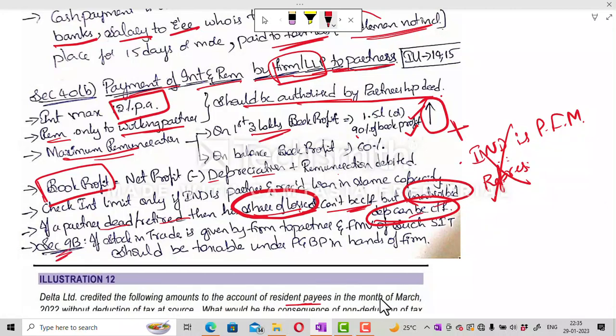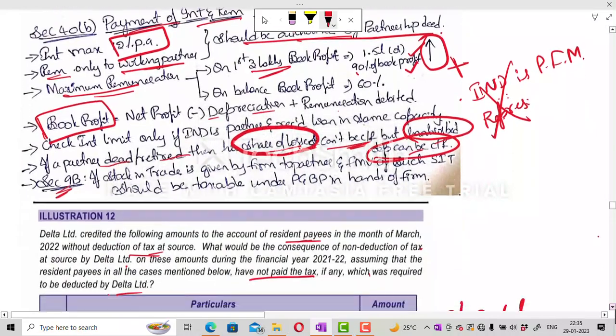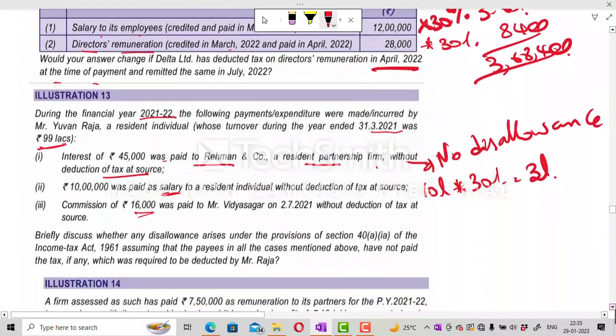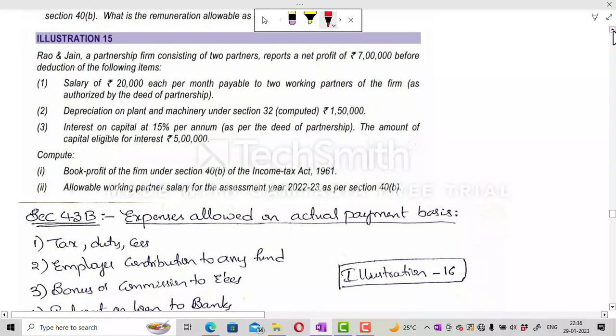Section 9B, what does it tell? If any stock is given to the partners, the FMV of such stock is taxable under PGBP in the hands of the firm. Okay, if they have given it freely to any partner, then it is taxable as PGBP. At what rate? Fair market value. So 13, 14, 15 are the questions.